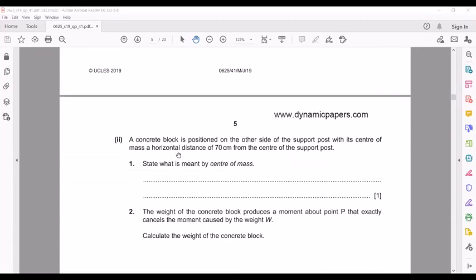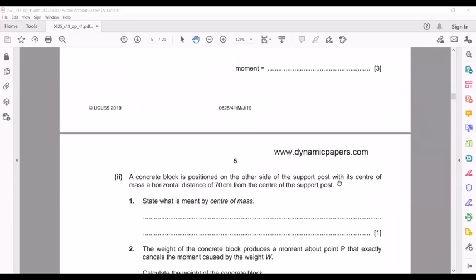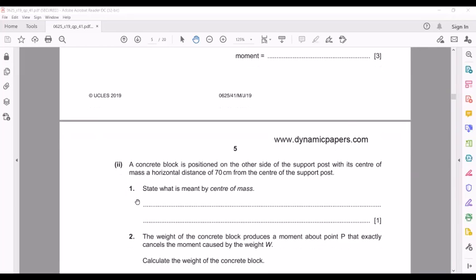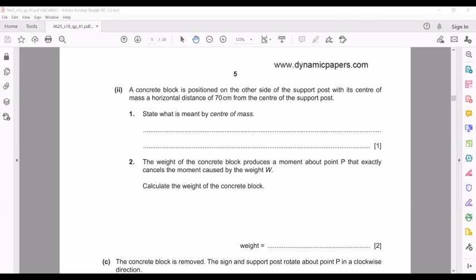The next part: the concrete block is positioned on the other side of the support post with its center of mass at a horizontal distance of 70 centimeters from the center of the support. What is meant by the center of mass? The definition of the center of mass: the point where the whole weight of an object acts is known as the center of mass.